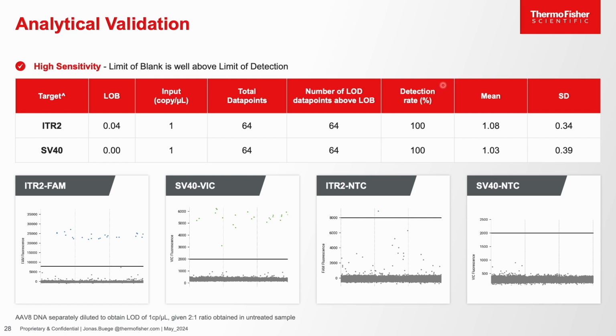In addition, the non-template wells were included in the testing to determine the limit of blank. It was observed that no amplification occurred in these wells, indicating that there was no false positive signal or background noise that could interfere with the accurate detection of the target. The plots indicated here show a distinct separation between the positive and the negative population at low copy numbers.